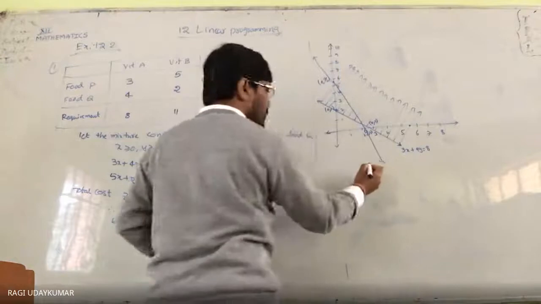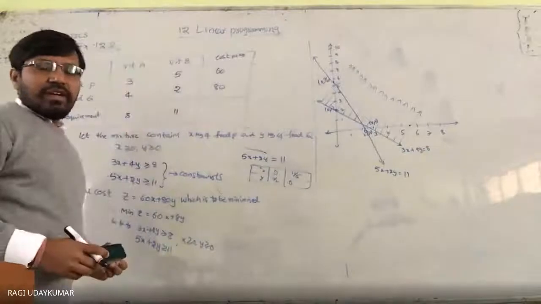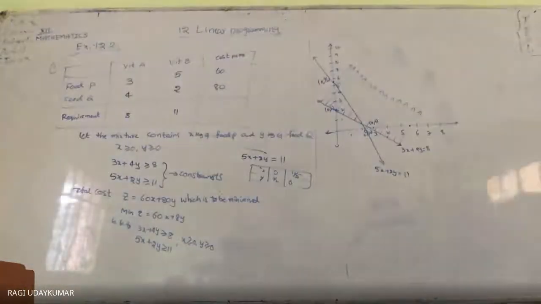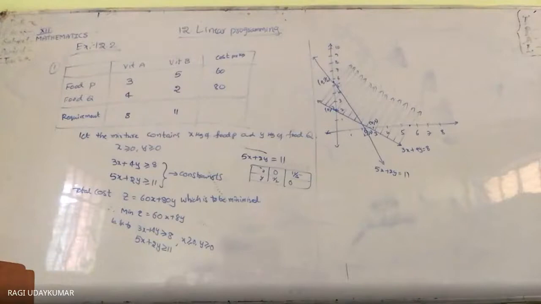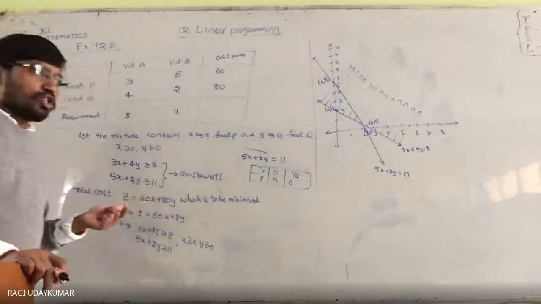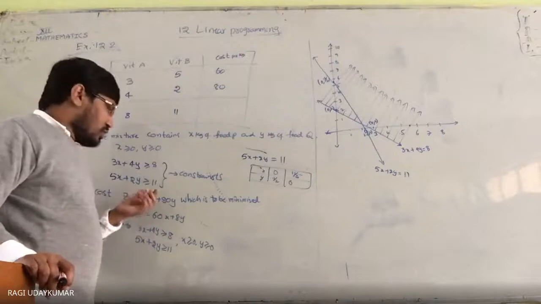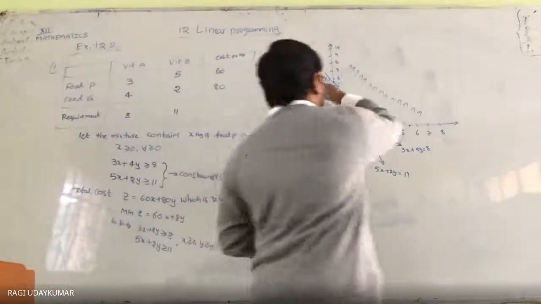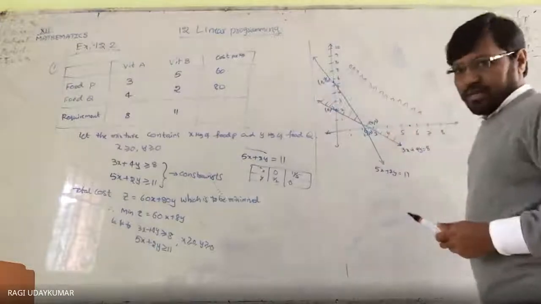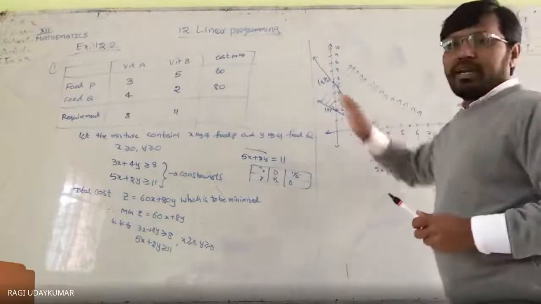So this is the equation 5x plus 2y is equal to 11. Now substitute 0 comma 0. You can substitute not only 0 comma 0, any point you can substitute. Any point doesn't matter, but the point should not lie on the line. Such a point should be taken into consideration and substituted. This point should not be on the line.